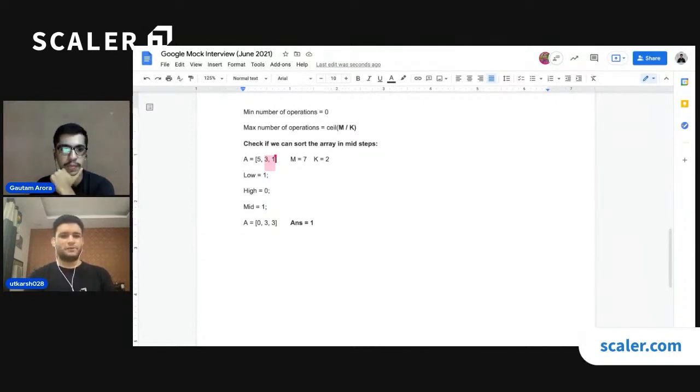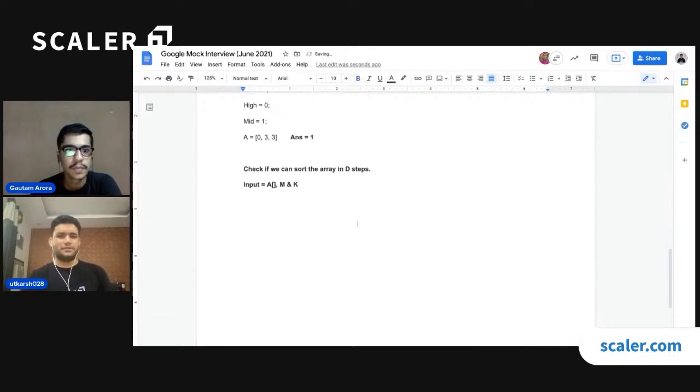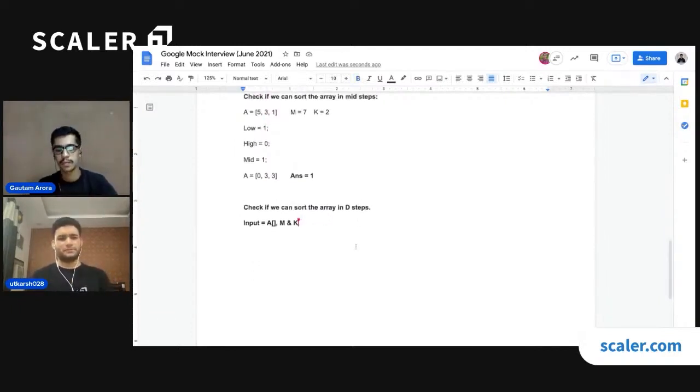Let's write the code for this particular part only, where we are checking whether we can sort the array in any number of steps. The question is: check if we can sort the array in, let's say, d steps, and the input is array, m and k. So you can write a function in which these three are parameters, and you have to return true or false. Just write the code for that part.